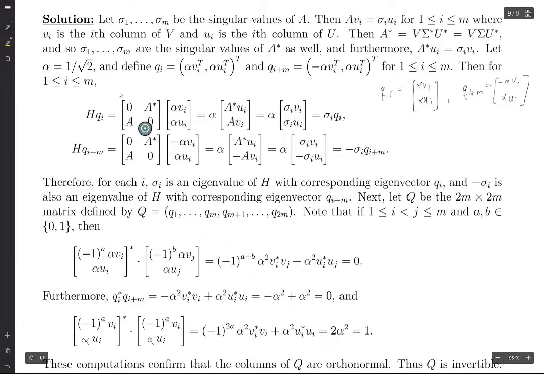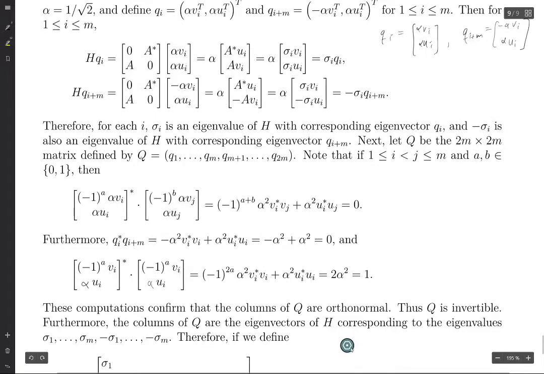And remember, I chose alpha to be 1 over the square root of 2, and I chose it specifically for this equation, because now when you square alpha, you get 1/2, and when you multiply it by 2, you get 1. And so that's what you need in order for the columns of Q to be orthonormal. If we didn't have this alpha here, the columns would be orthogonal, but not orthonormal. And them being orthogonal might be enough, but if they're orthonormal, then Q is unitary.